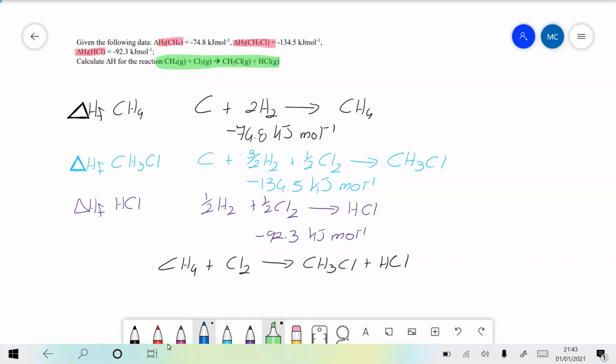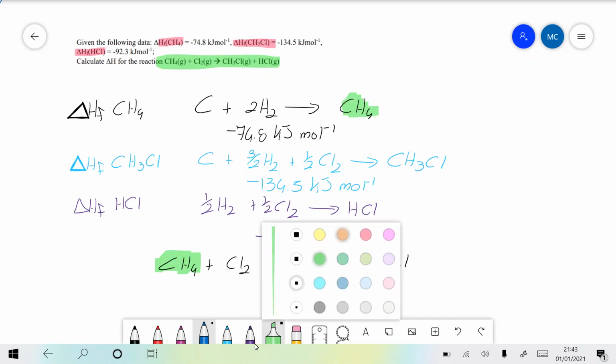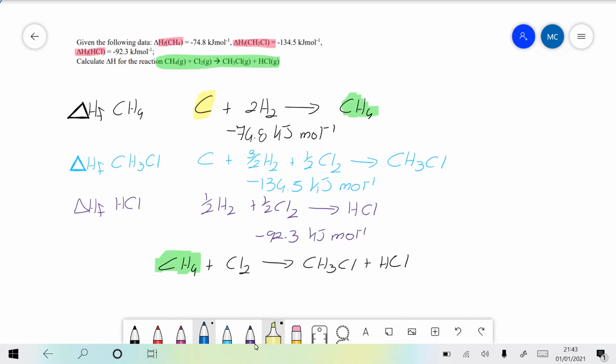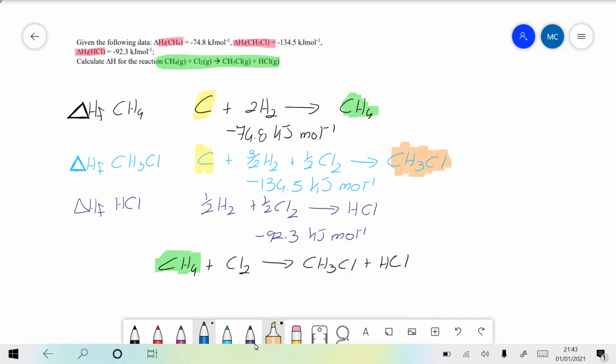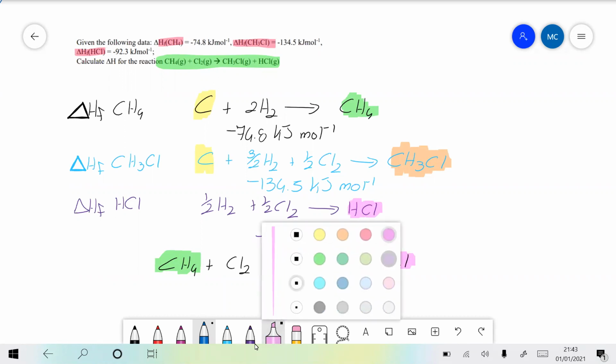If they are not balanced, balance them. So one CH4, there's one CH4, carbon and carbon, CH3Cl, CH3Cl, HCl, HCl, and now here it was a little bit tricky.